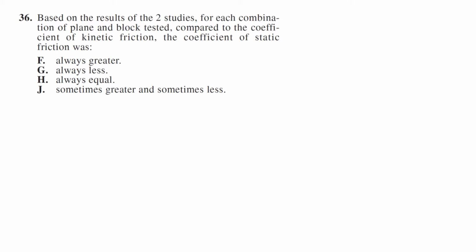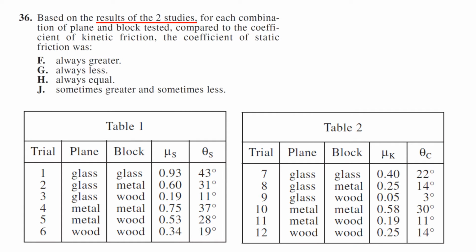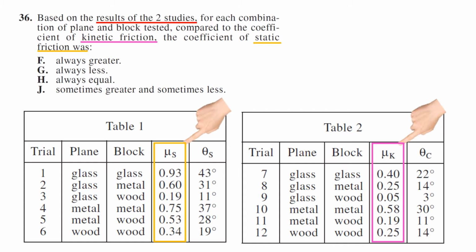36, based on the results of the two studies, so studies 1 and 2, for each combination of plane and block tested, compared to the coefficient of kinetic friction, so that's this one, the coefficient of static friction was what? So kinetic friction, static friction. So we're going to just check each one, right? So glass to glass, the static friction was greater. Same thing, glass to metal, glass to wood, metal to metal, metal to wood, and wood to wood. It's always greater for the static friction. So the answer is F.